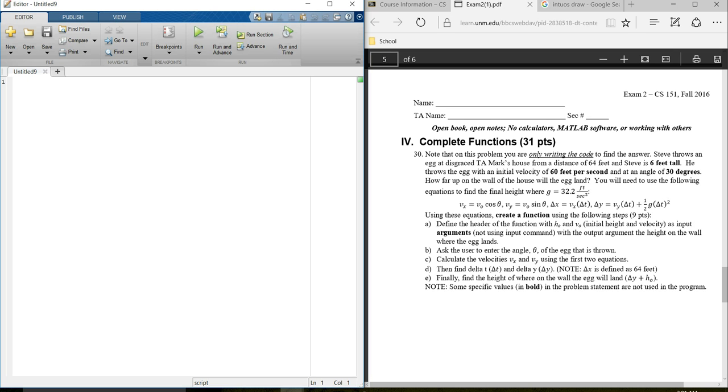Calculate the velocities vx, vy using the first two equations. Then find the delta t and delta y. Note that delta x is defined as 64 feet. Finally, find the height on the wall where the egg lands, delta y plus h naught. Some specific values in bold in the problem statements are not used in the program.